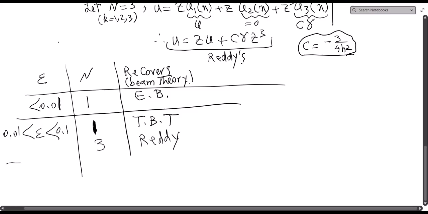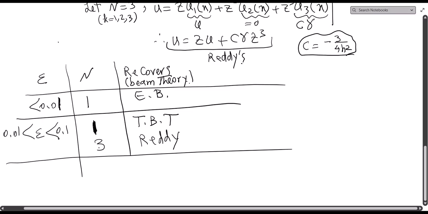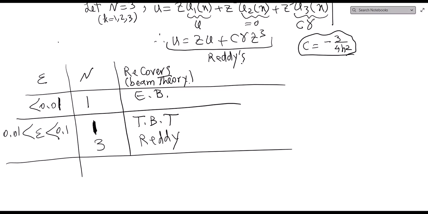for this range, you may need to go to Reddy, which is n equal to 3, or k1, 2, 3, as we discussed, and then you get your beam. If you have a less slender or deep beam, shall we say, and epsilon is between 20% and 10%, then you need to go higher, and then you need to go to n equal to 3 to 5.